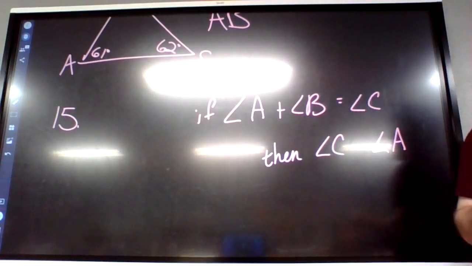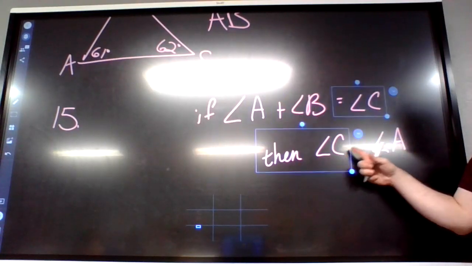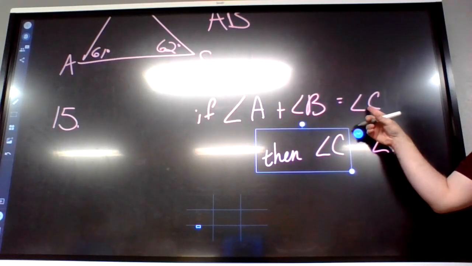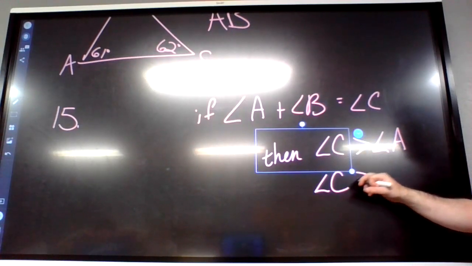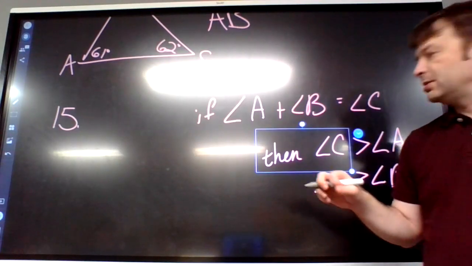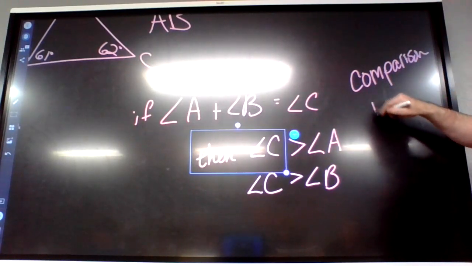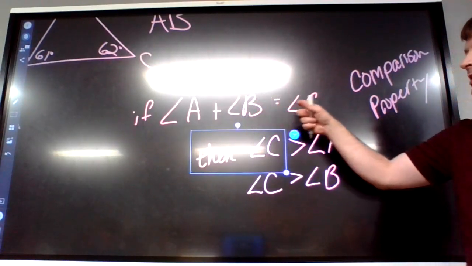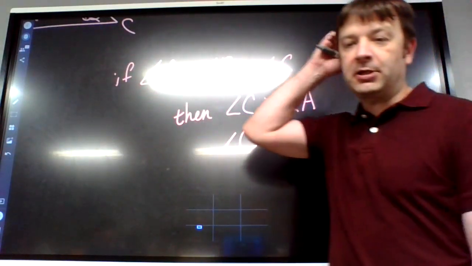Okay, so there's a couple little theorems we have. If angle A plus angle B equals angle C, then what do we know about how angle C and angle A compare? No, A and B together make C. Therefore, C is bigger than A, or C is bigger than B. They call this, well, it's not a theorem actually, the comparison property. Did you guys follow that? If these two add up to C, then C is bigger than either of them, right? They call that the comparison property.